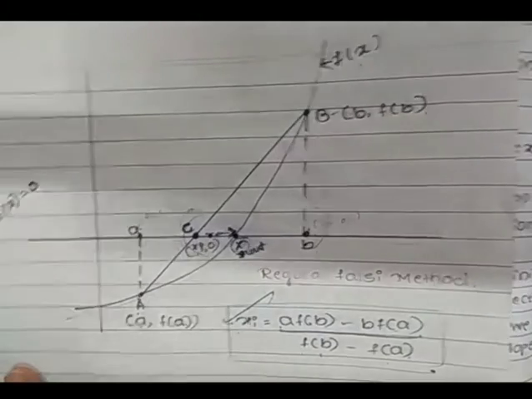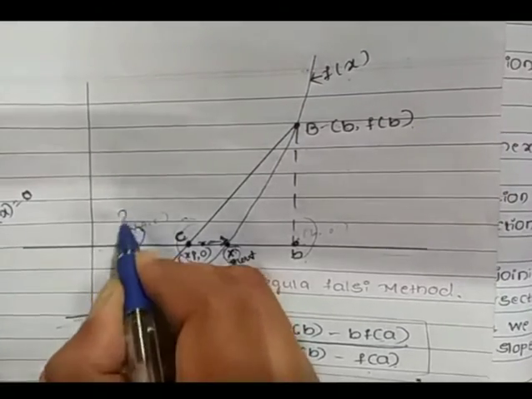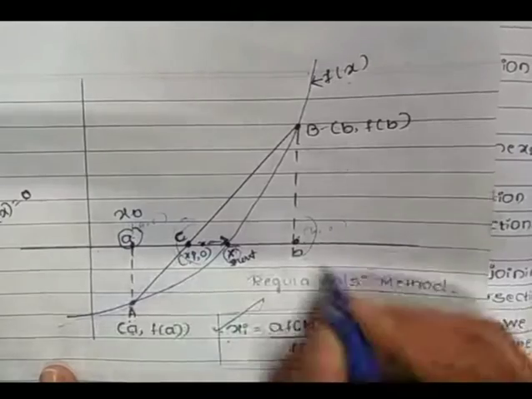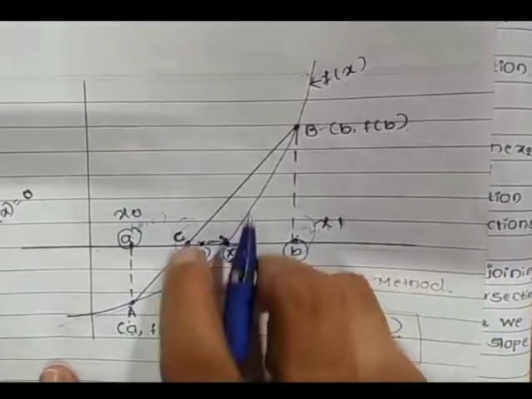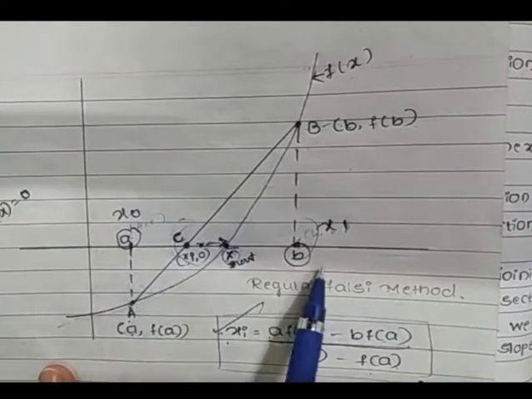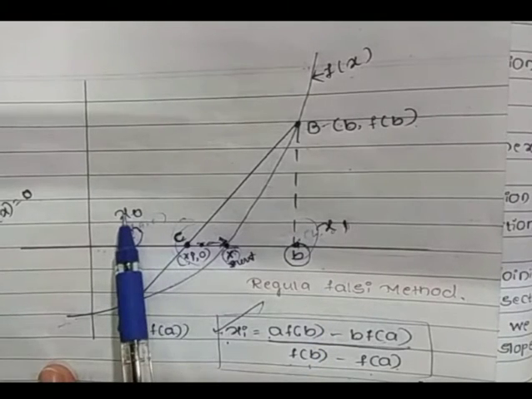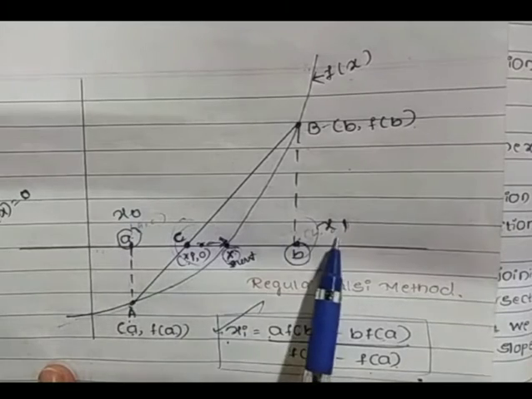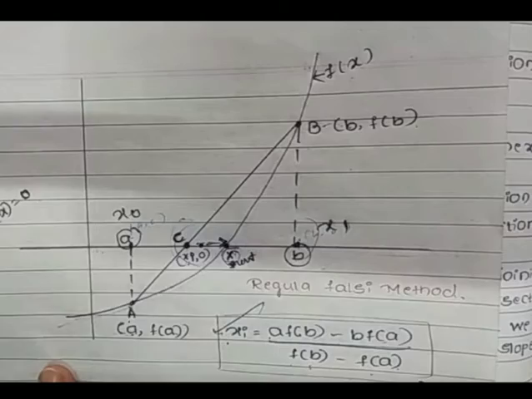So here in the secant method, what we are doing is, instead of taking a, we have to consider x0. Instead of taking b, we have to consider x1. So in regular falsi method, the initial approximations are a and b. But in secant method, the initial approximations we have to consider as x0 and x1. So with the help of x0 and x1, we have to calculate the x2 value. So here it is.